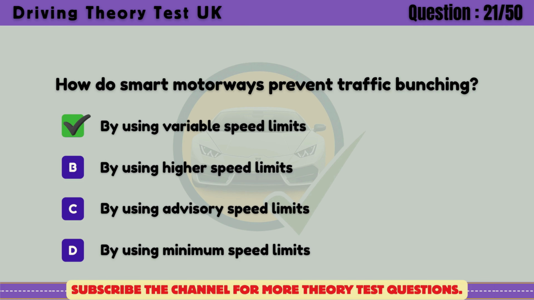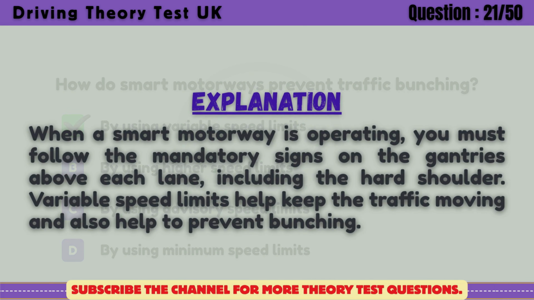Answer is A. By using variable speed limits. When a smart motorway is operating, you must follow the mandatory signs on the gantries above each lane, including the hard shoulder. Variable speed limits help keep the traffic moving and also help to prevent bunching.